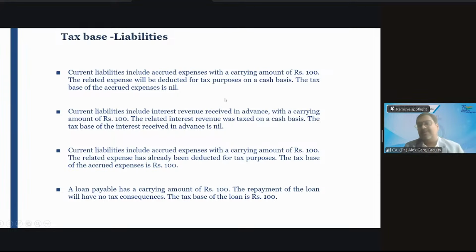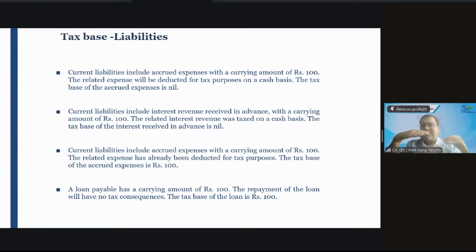Tax base of liabilities we have discussed. Current liabilities include accrued expenses with a carrying amount of 100 rupees. So there are some accrued expenses, 100 rupees, liability of 100 rupees in the books of accounts. The related expense will be deducted for tax purposes on a cash basis. So the tax officer says that I don't know what this accrual basis is in accrued expenses. So for me, accrued expenses is 0. But in your books of accounts, liability is 100. What should you do?